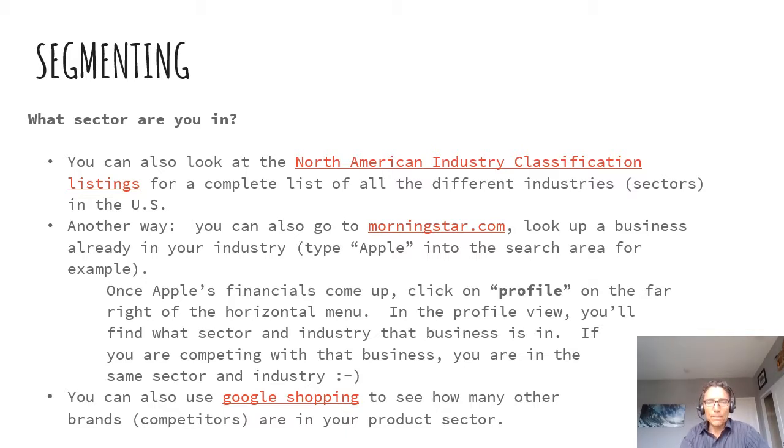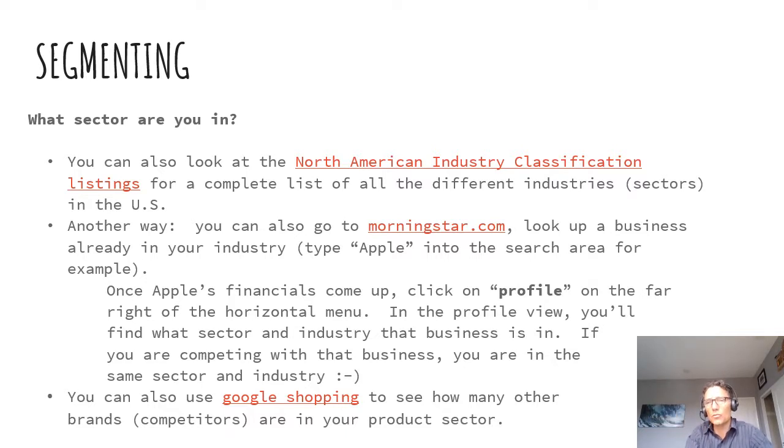Apple is in. You can do this for your own product categories, but you have to find an existing business, a large, well-known company that's probably public and therefore selling stock and therefore listed, and you can find their information to find out what sector you're in. Another source you can look at is Google Shopping. That's an easy down and dirty one to kind of see how many other brands are in this space.